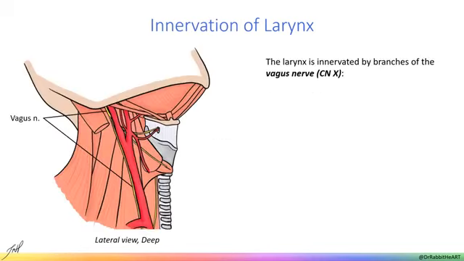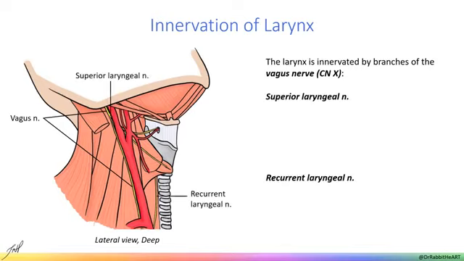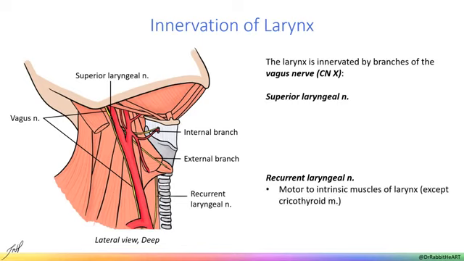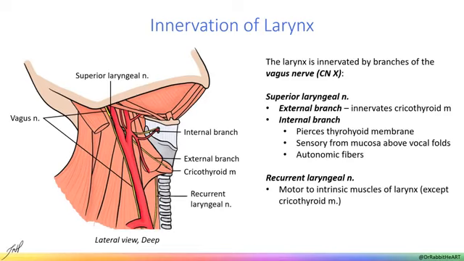The larynx is innervated entirely by the vagus nerve, which splits into the superior and recurrent laryngeal nerves. The superior laryngeal nerve further divides into the internal and external branches. The recurrent laryngeal nerve innervates all muscles of the larynx except the cricothyroid muscle, which is innervated by the external branch of the superior laryngeal nerve. Sensory information above the vocal folds is conducted by the internal branch of the superior laryngeal nerve, while sensory signals below the vocal folds are transmitted via the recurrent laryngeal nerve.